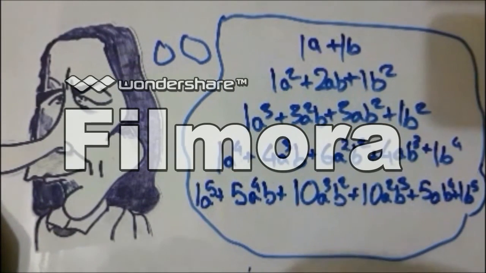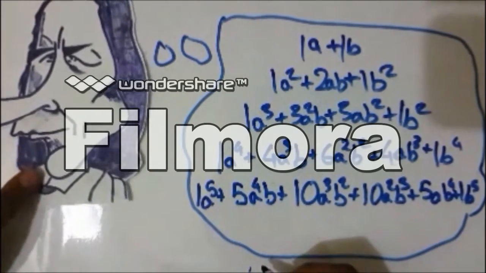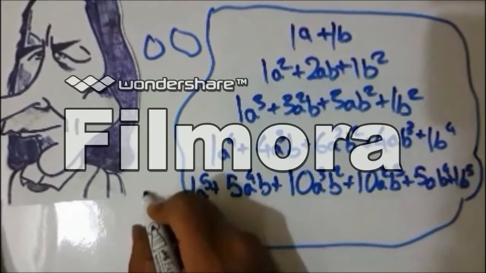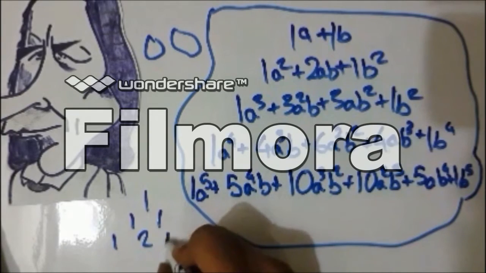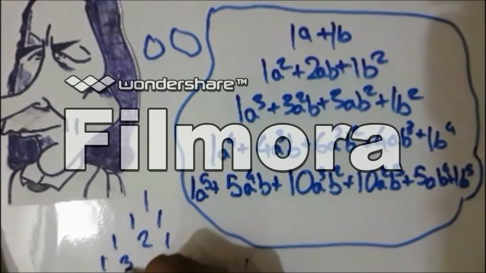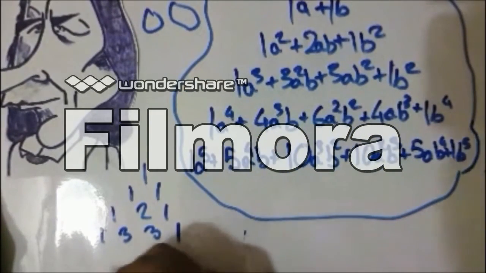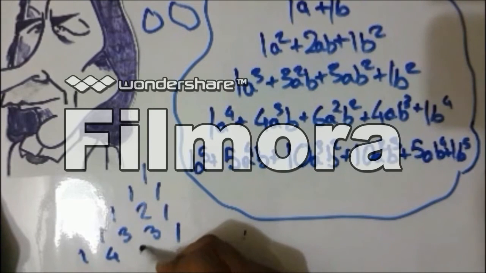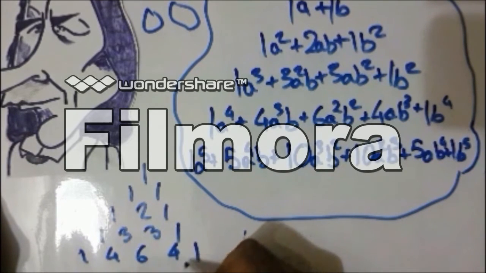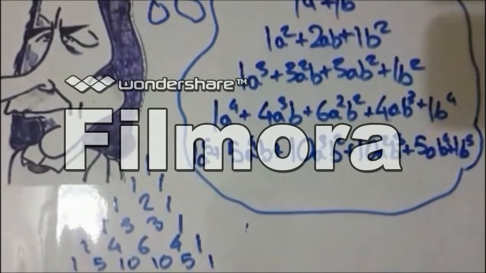Now we look at the coefficient parts. They go like 1 1, 1 2 1, 1 3 3 1, 1 4 6 4 1, etc. Now this is called Blaise Pascal's triangle.